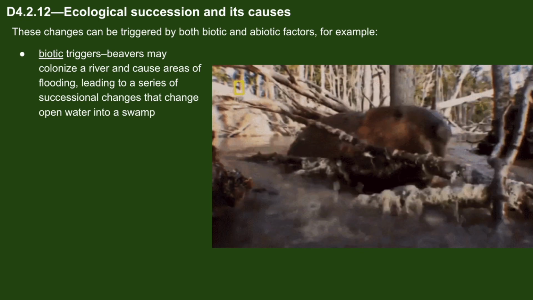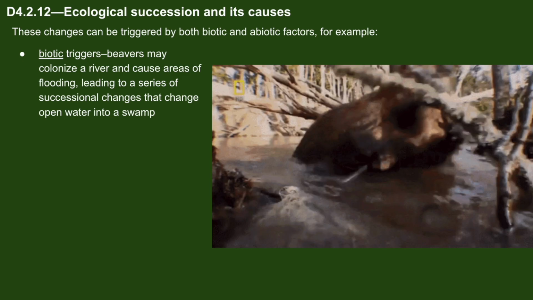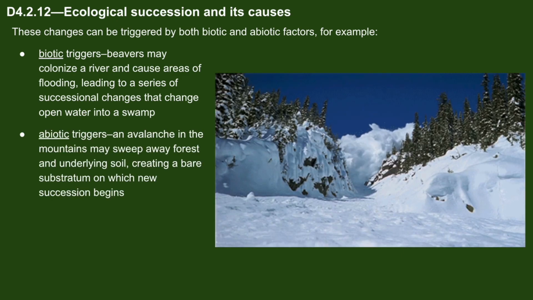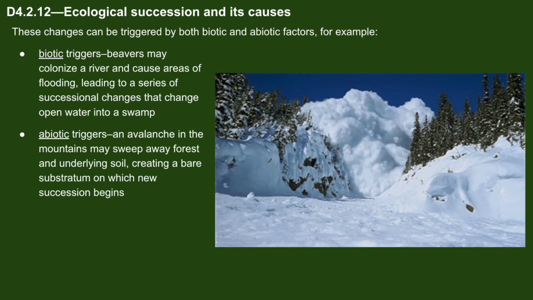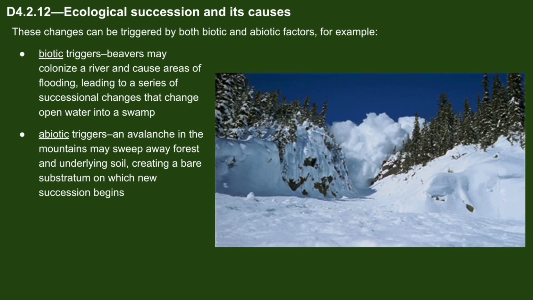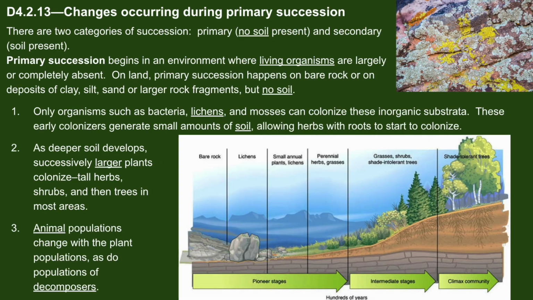Okay, these changes can be triggered by biotic triggers, like beavers that colonize a river, causing flooding, which can change open water into a swamp. Okay, or they could be abiotic. For example, an avalanche in the mountains can sweep away forest and underlying soil, okay, creating a bare substratum on which new succession can begin.